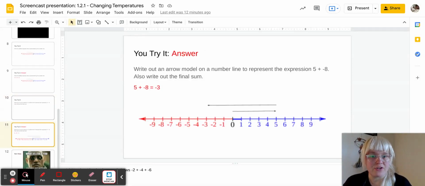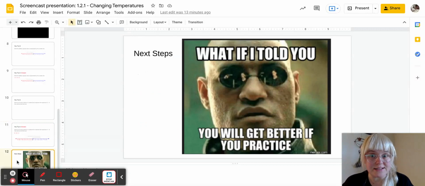All right, there is your answer. Started at 5. So starting at 0, we would move 1, 2, 3, 4, 5 to the right, adding that negative 8. Starting where that 5 ended, we would move 8 to the left, landing us at the solution, negative 3.